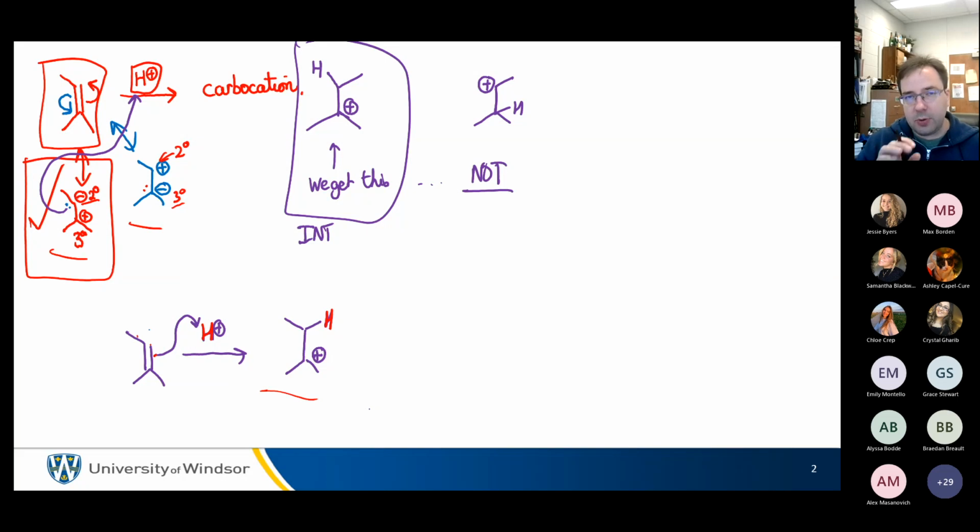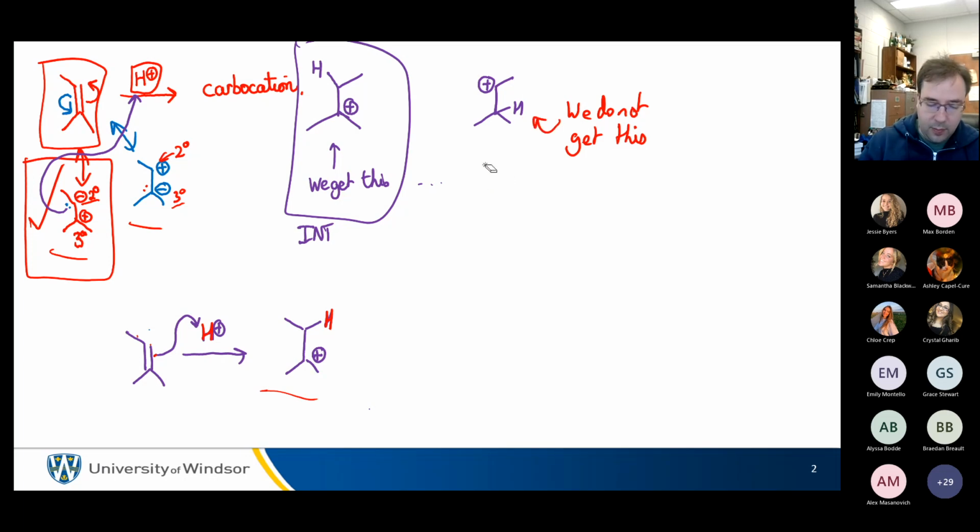And I know which of these products we draw because the carbocation is more stable there than at the other site. So we get this. Does that make sense? We do not get this. We'll delete the not.